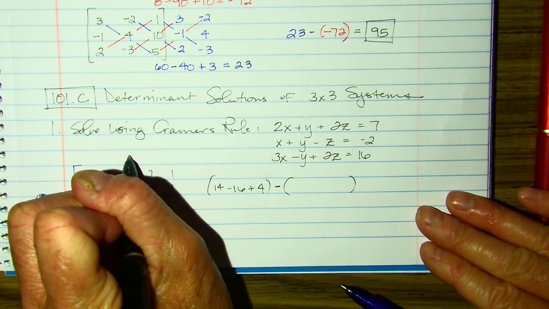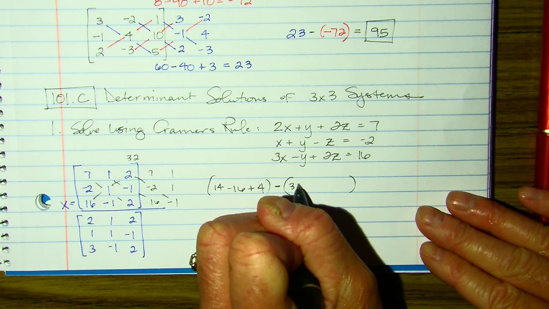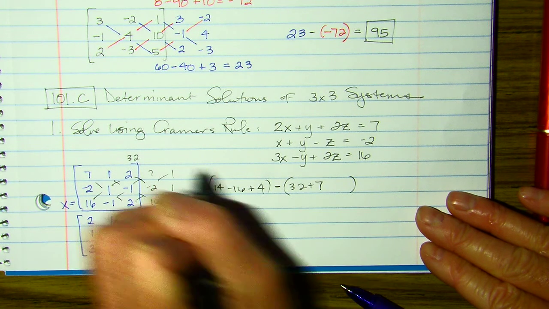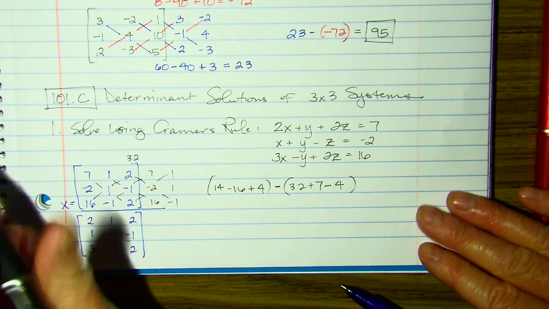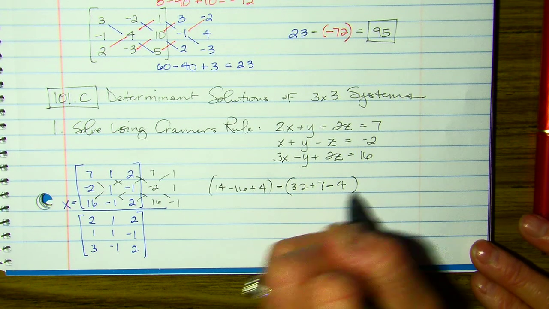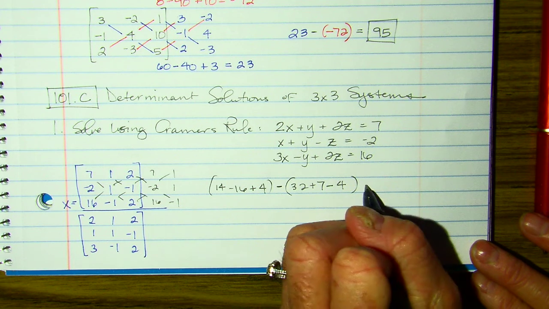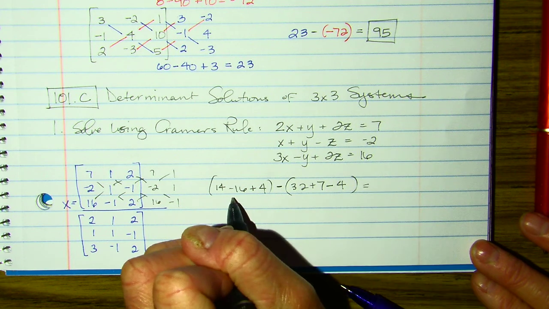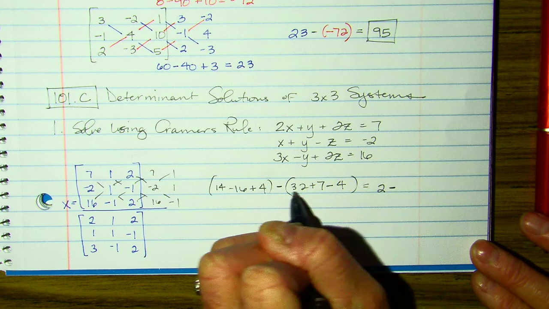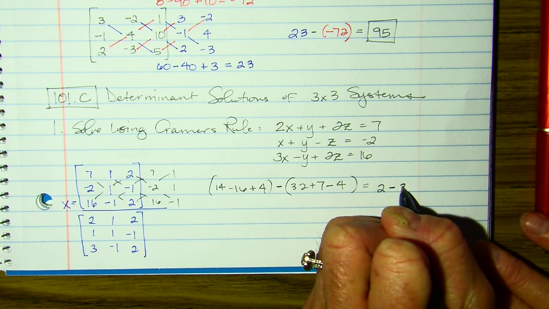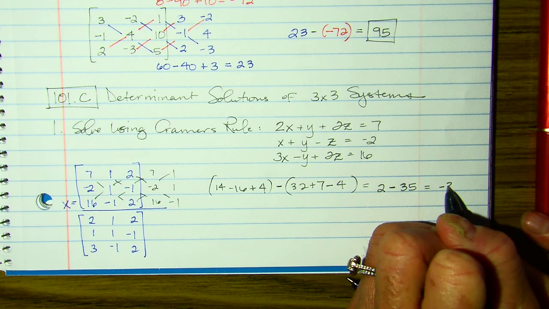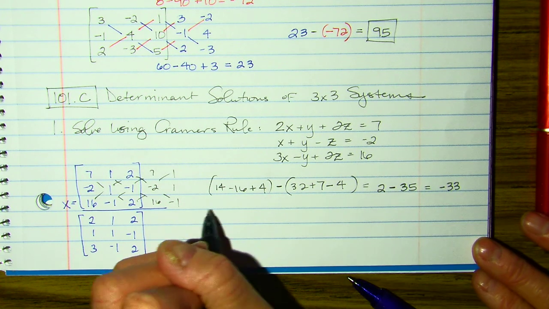So 16 times 2 is 32. -1 times -1 times 7 is +7. 2 times -2, that's -4. So there's the top. That gives me 14 minus 16 is -2. That's 2. 32 plus 7 is 39. -4 is 35. So there's the top, right? That gives me a -33. All right, let's do the bottom.